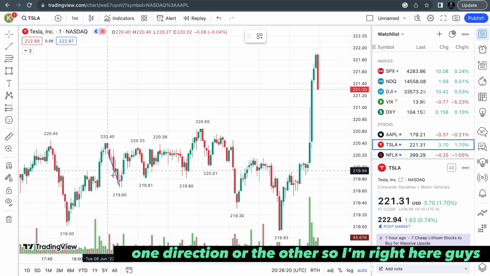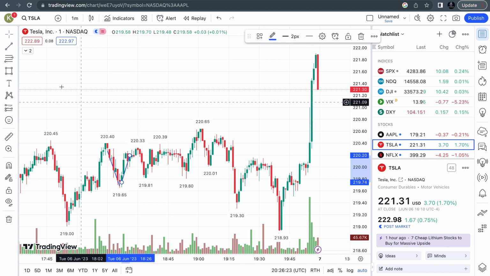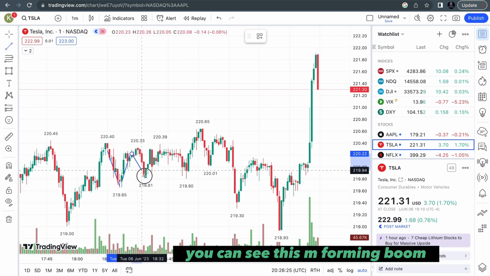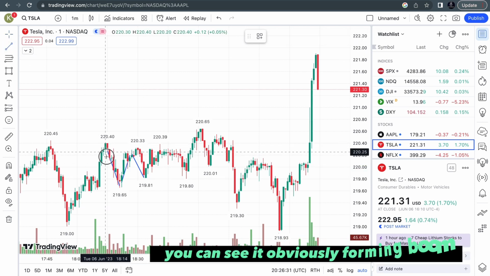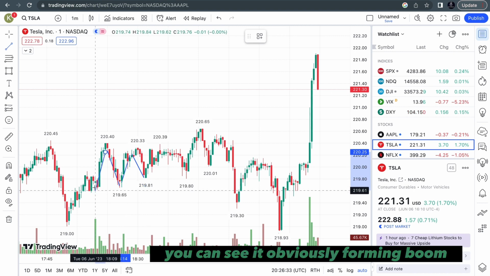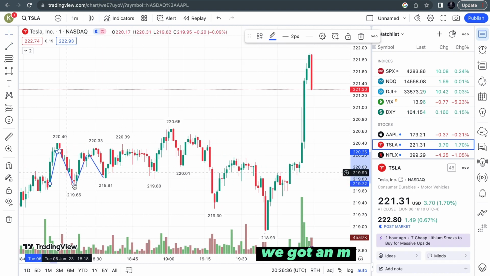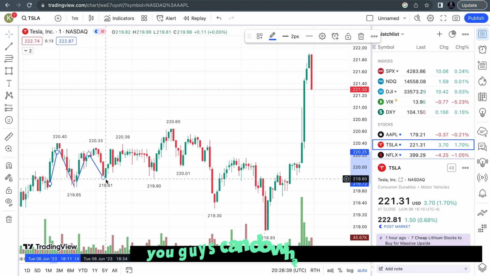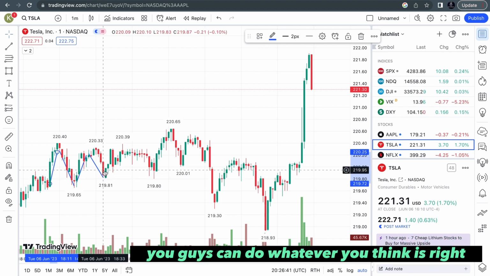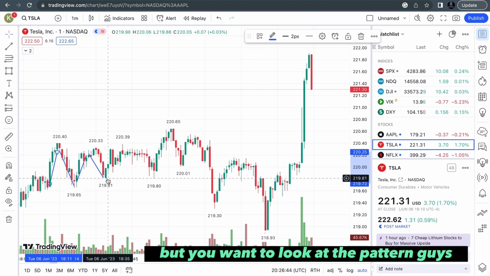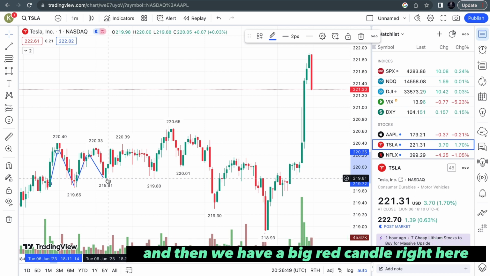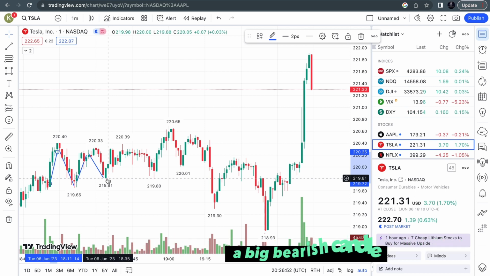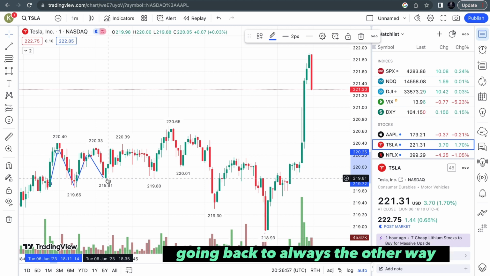So on right here, guys, you can see this M forming. Boom. You can see this M forming right here, guys. You can see it obviously forming. Boom. And then we got an M. So on this M, you guys can do whatever you think is right, but you want to look at the pattern, guys. What is happening? So we have a M formation, and then we have a big red candle right here, a big bearish candle, and then beside it we have, you know, a halfway bearish candle going back towards the other way.